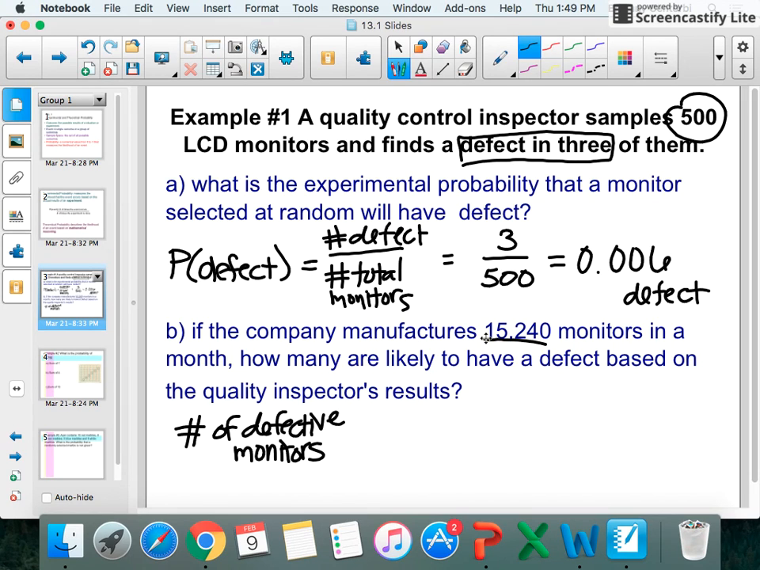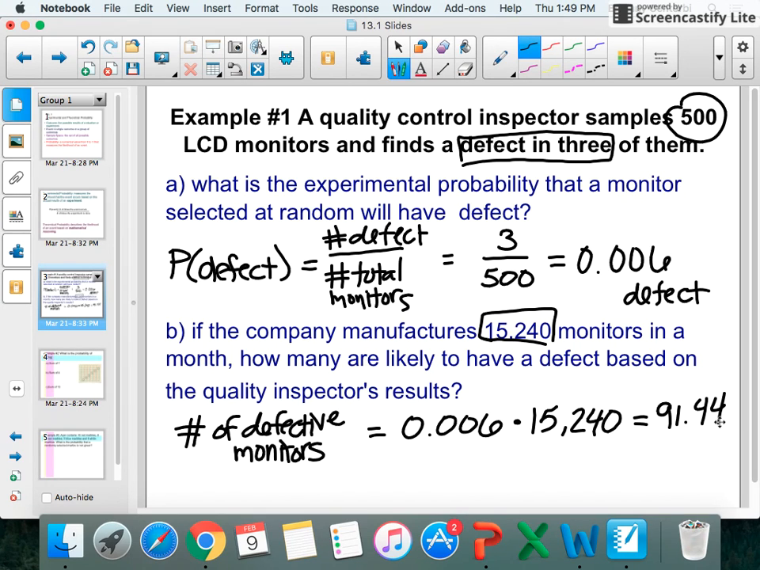So our probability that there's a defective one is going to be the 0.006, because that's what the inspector figured out, it's 3 out of 500. And so then we're going to multiply that by our new number of monitors, 15,240. And that's going to give us our theoretical probability, which is about, it says 91.44. So obviously a computer monitor is not a 0.44, so it's about 91 monitors will have a defect.